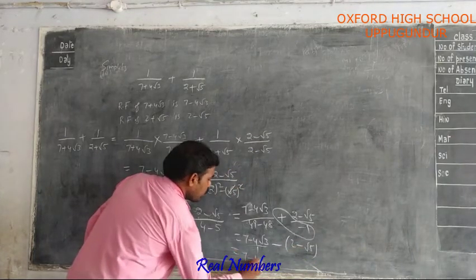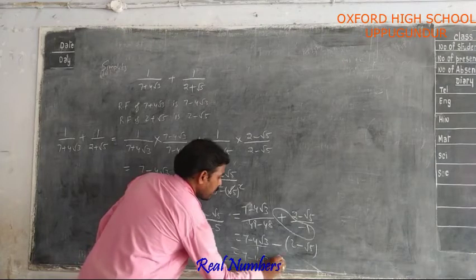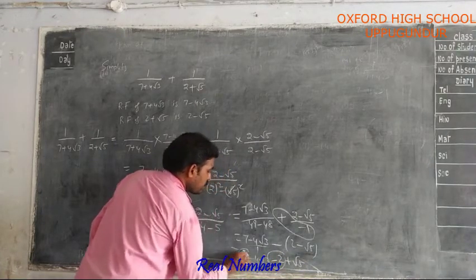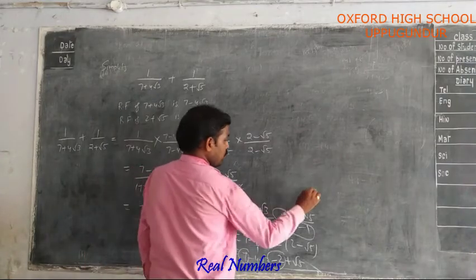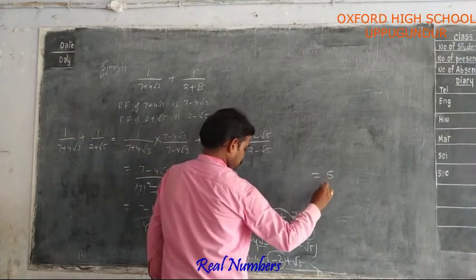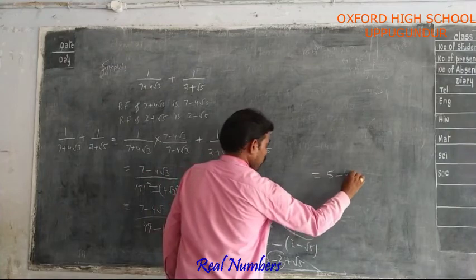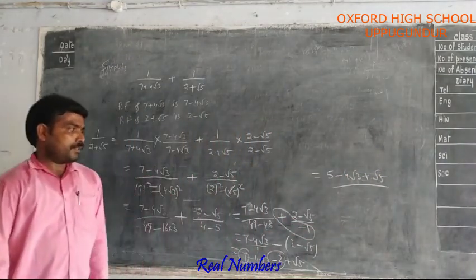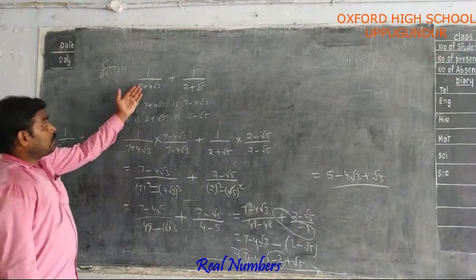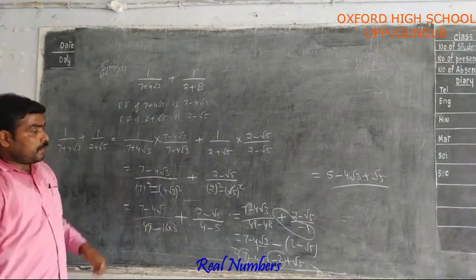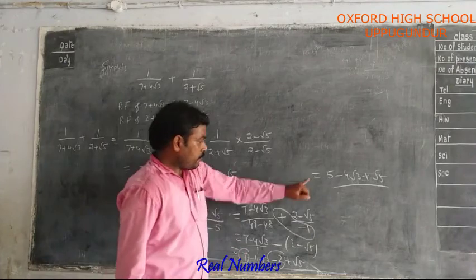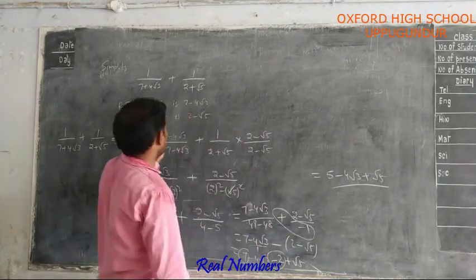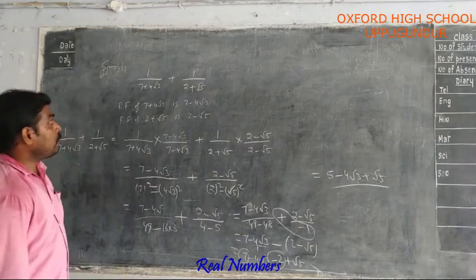Now 7 minus 4 root 3 minus 2 plus root 5. So 2 and 7 are rational numbers. 7 minus 2 is equal to 5, minus 4 root 3 plus root 5. This is the simplest form of these irrational numbers. So 7 minus 2 is 5 minus 4 root 3 plus root 5. So in this way you can simplify this problem.